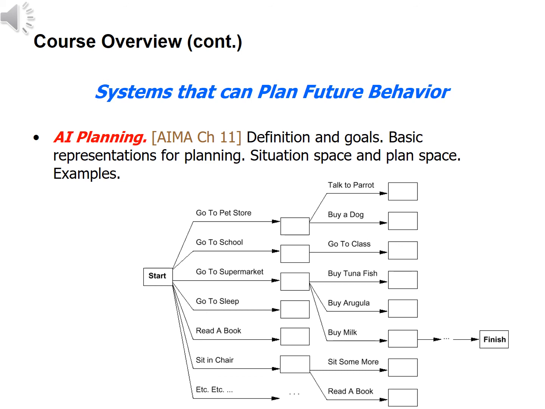At the end, we are going to learn about AI planning, which is basically what artificial intelligence planning is. To give you a short introduction, you have some start state or initial state, and you have some goal state, and you want to find the series of actions that are going to lead you from the start state to the finish state. We're going to see the definition of AI planning and the goals of AI planning. We are going to see some basic representations for planning, what the situation space and plan space are, and we're going to give some examples.